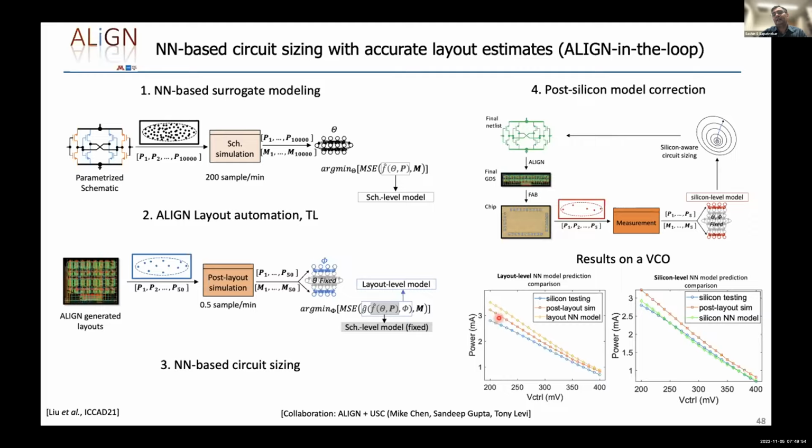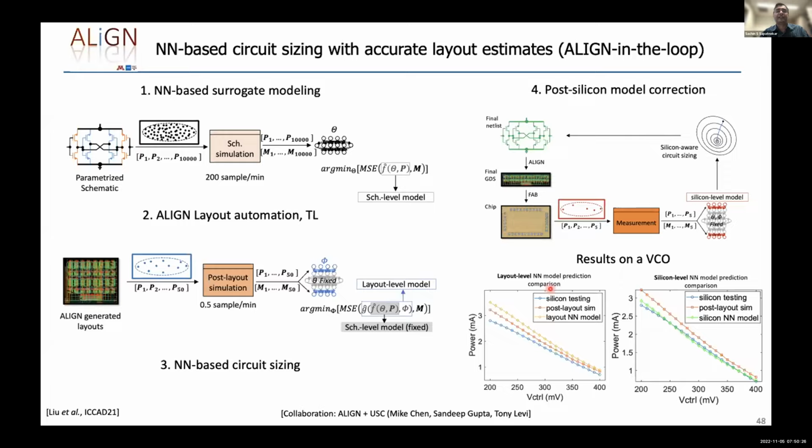the layout-based neural network model, which came out of this step, was somewhere over here. Depending on the V control value that was used for the VCO, this was the amount of power that it used. This was one parameter. If the post-layout simulation gave them something like this, but the silicon results were somewhere here. When they used this to close the loop, they were actually able to bring this yellow line down to match the blue line almost exactly. And so for the next respin, the hope is that you can do significantly better.